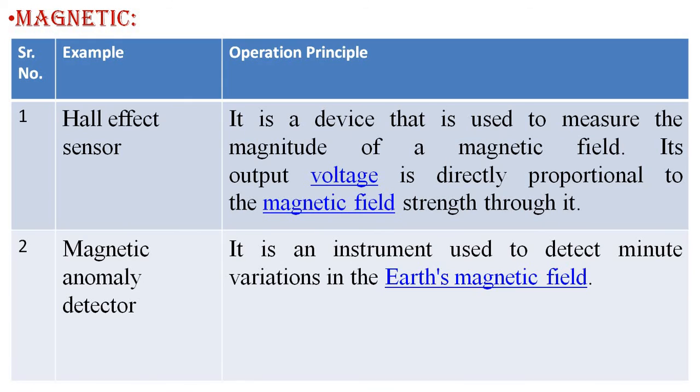And next one is the magnetic anomaly detector. It is an instrument or device used to detect minute variations in the earth's magnetic field.